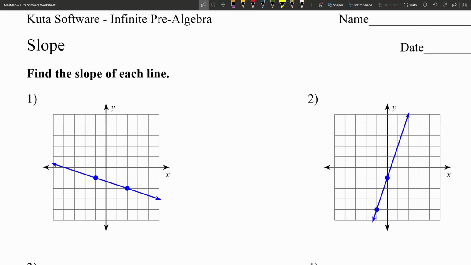In this video, we're going to complete the Kuta Software Infinite Pre-Algebra free worksheet, Slope. Our directions for the first set of problems are to find the slope of each line. Before we really dive in, let's just talk about what slope is.